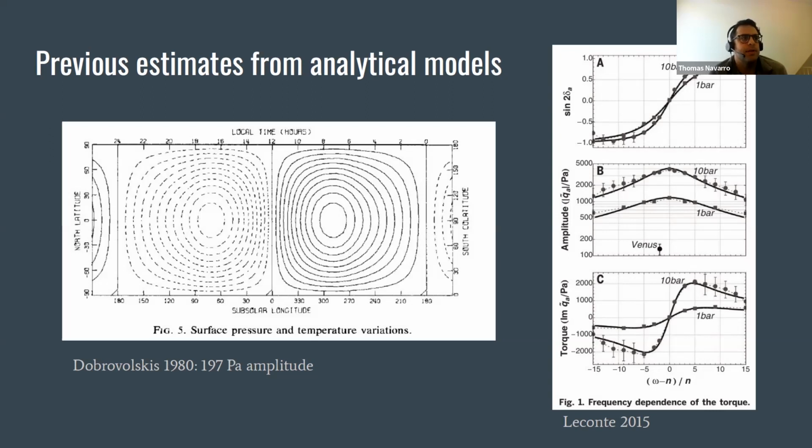And you can see that the amplitude for Venus is much lower than clear sky conditions with 1 or 10 bars, but nevertheless it still exists. And it's something that we can measure and that gives a lot of information. However, those models are very simple and they do not take into account topography, at least for the Dobrovolskis model. So in the next slide, please.